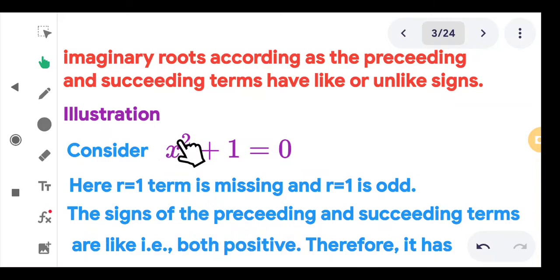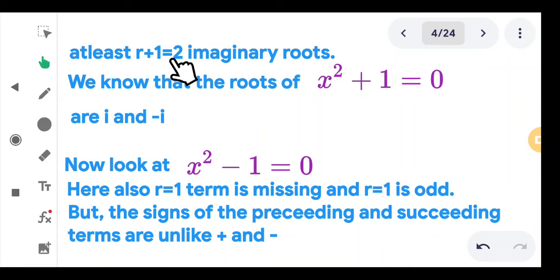This is the preceding term of that x, and this is the succeeding, so they are like. So like means there will be r plus 1. R plus 1 comes for like terms. Therefore it has r plus 1, which is two imaginary roots. At least two imaginary roots here. We know there are exactly two imaginary roots, i and minus i for this one.